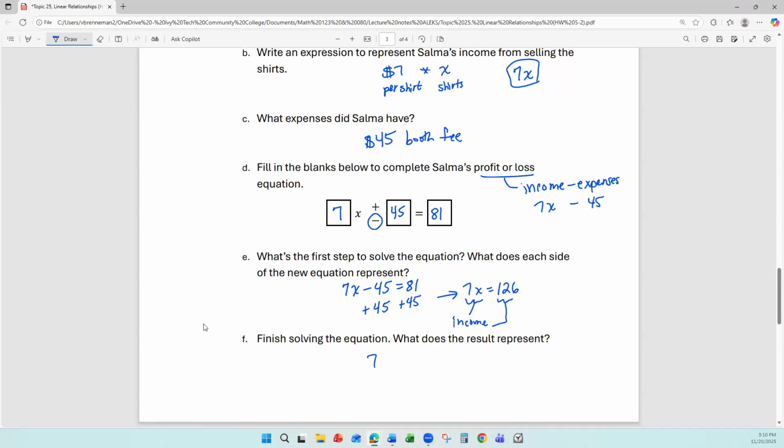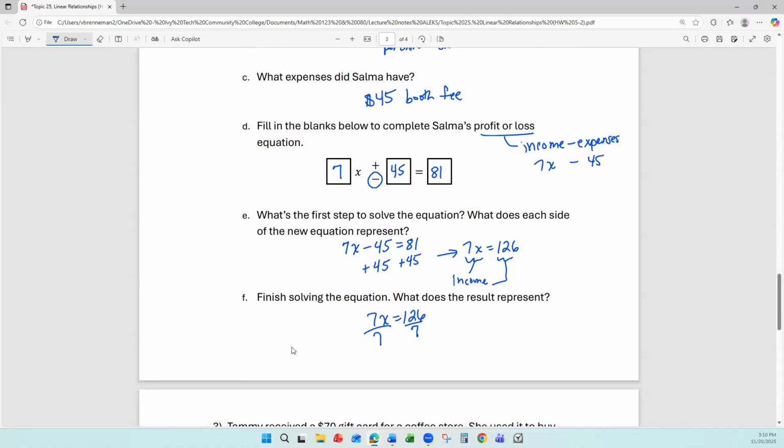And so then we take and divide both sides by 7. So we're dividing the total that she made by the $7 per shirt to get the number of shirts sold. We get that would be 18 t-shirts sold.